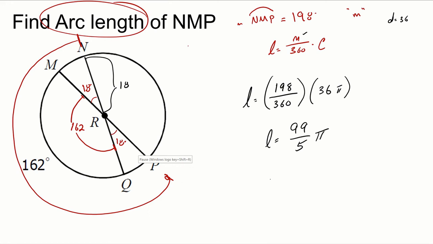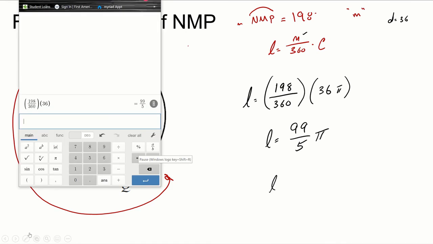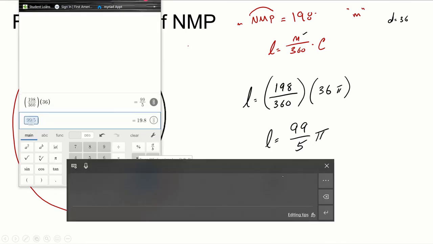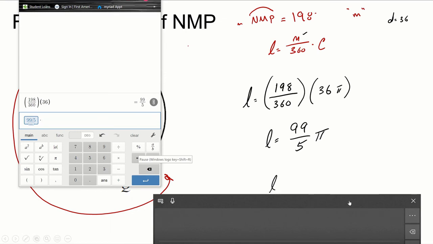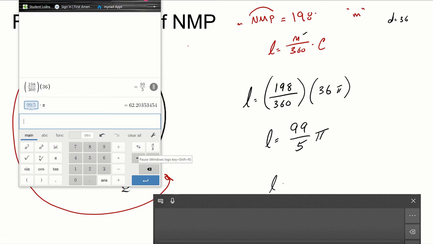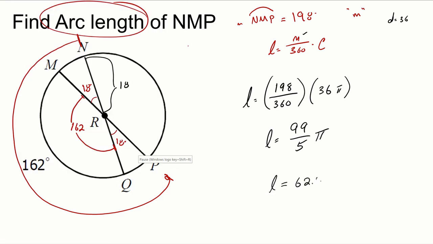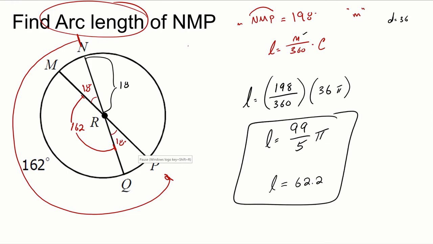Now, if I wanted to get an approximate answer, we go ahead and multiply our answer times pi. So times pi, and we take the decimal answer. In this case, we got 62.2. Both of these are perfectly acceptable, okay? When they ask for it in terms of pi or as your exact answer, we leave it as this. If they're asking you to round, then we include pi in the calculation.